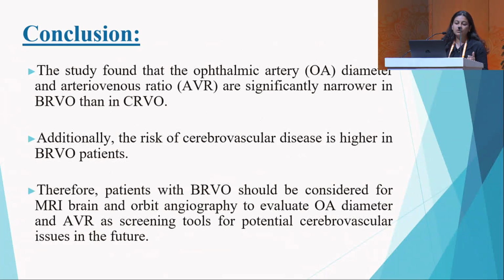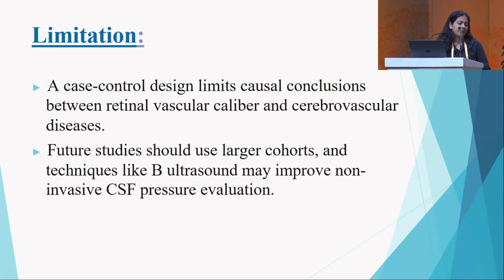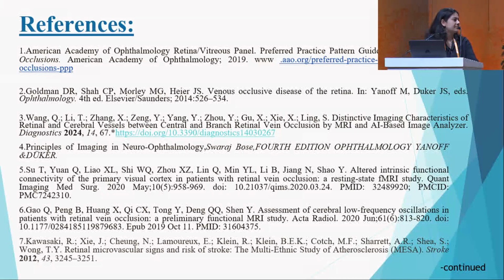Hence, I would like to conclude that the study found that the ophthalmic artery diameter and AVR were significantly narrower in BRVO as compared to CRVO. So the risk of cerebrovascular disease can be higher in BRVO patients. Therefore, patients with BRVO should be considered for MRI brain and angiography. So these are the references.